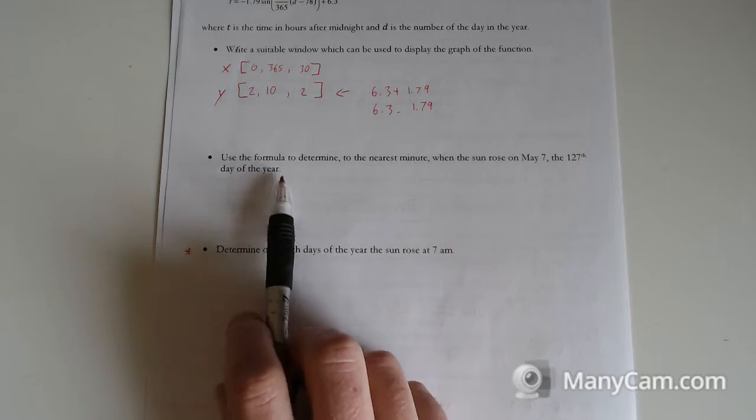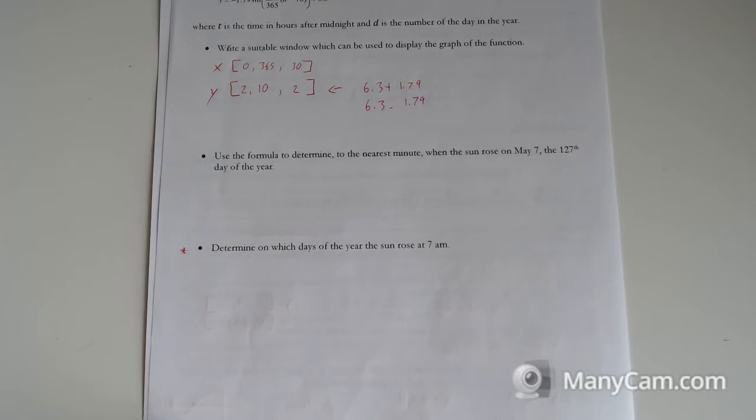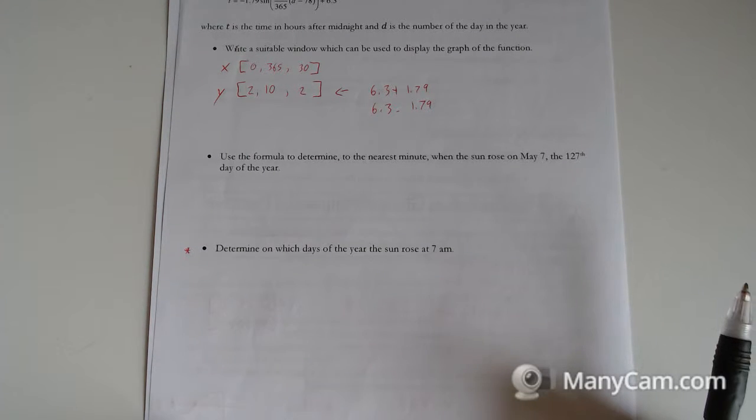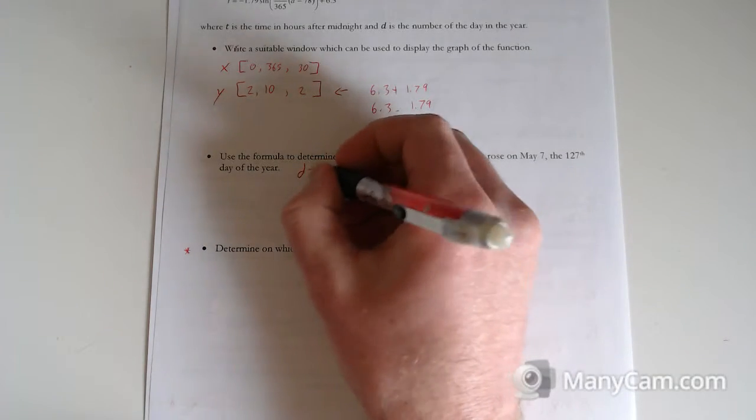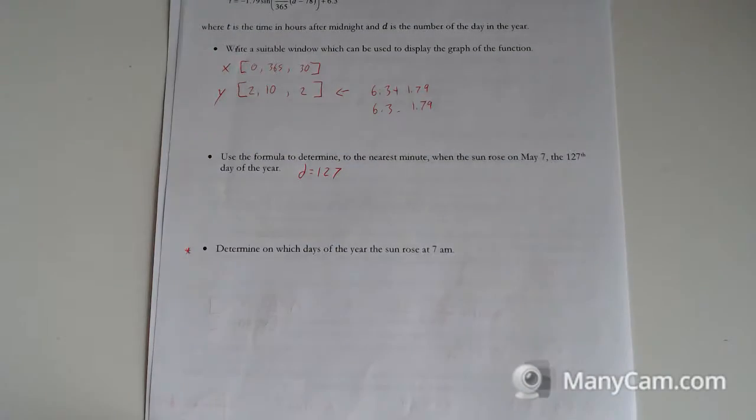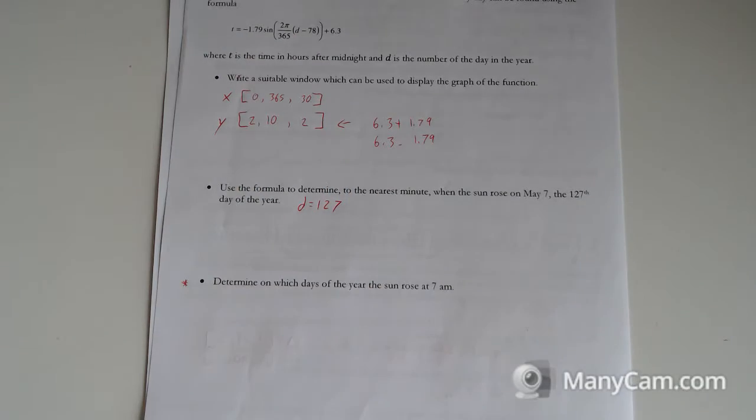Okay, not a graphing one this time. Use the formula to determine to the nearest minute when the sun rose on May 7th, the 127th day of the year. Which just means all we have to do is sub in d equals 127 into our formula. It's a little bit of a complicated formula, but it's actually not too bad.